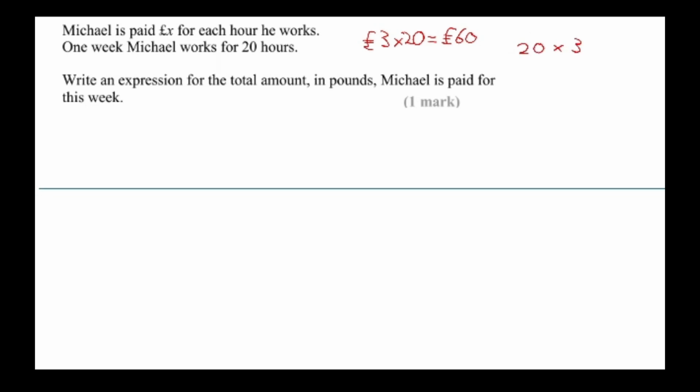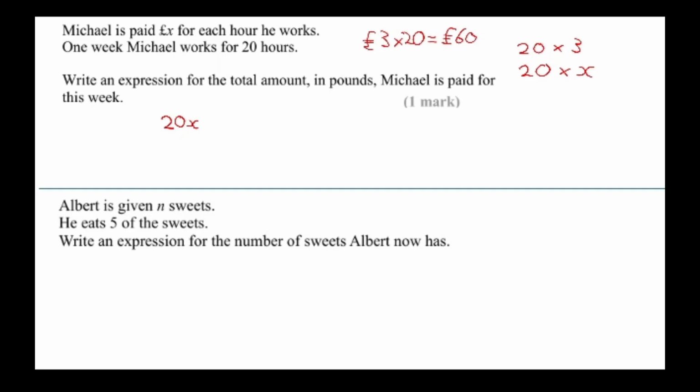Okay, and that's going to be useful and important for us to remember for this situation, because we're going to replace that 3 now with the letter x. Okay, in other words, we're going to write 20 multiplied by x. And as previously mentioned, when we have a number that is multiplied by a letter, all we do is we write that number in front of the letter. That 20x means we're doing 20 multiplied by x. And that is the answer to this one.